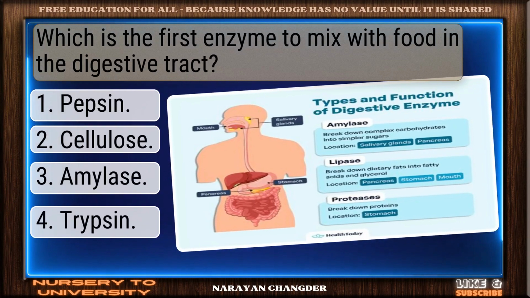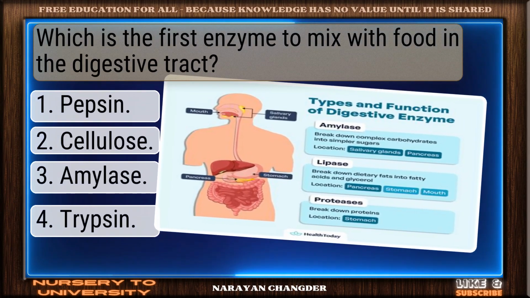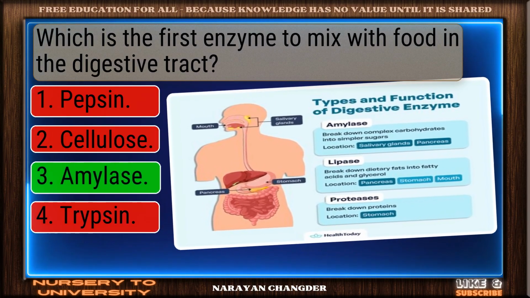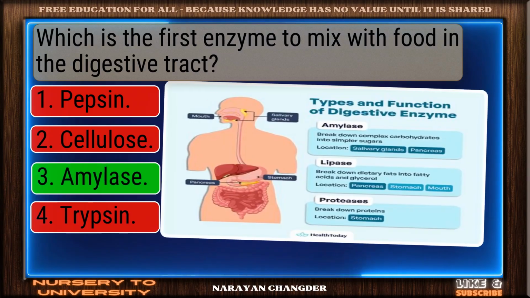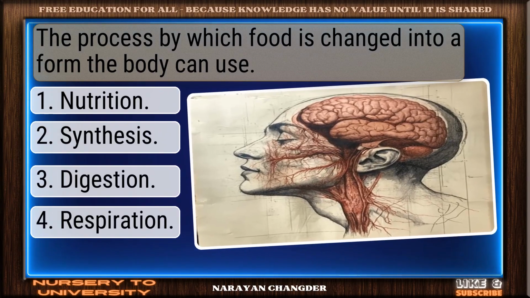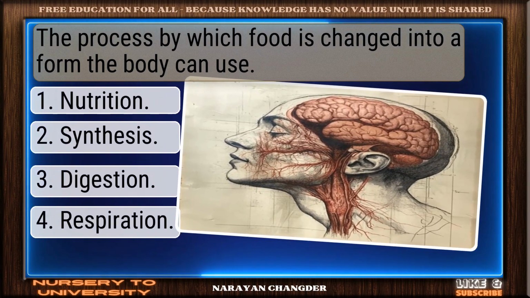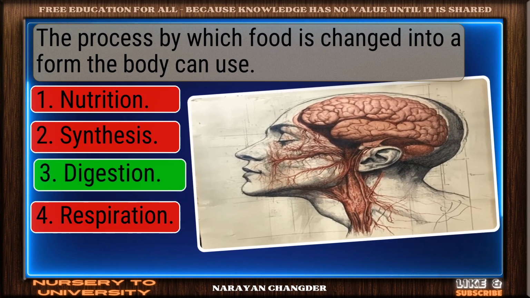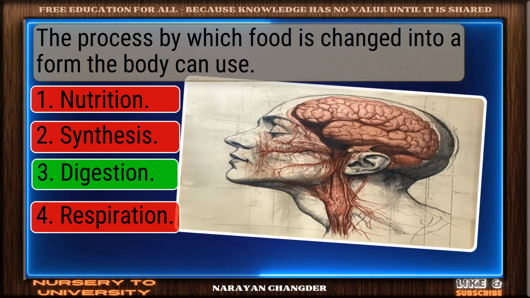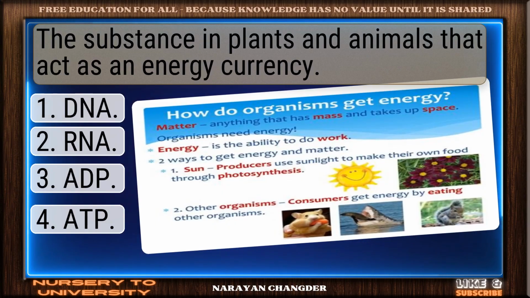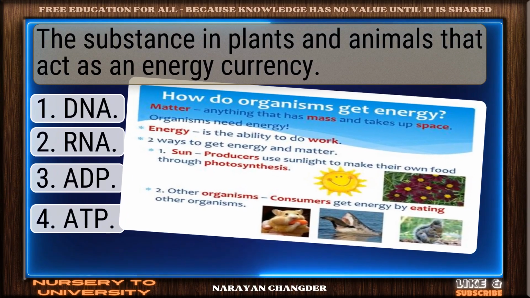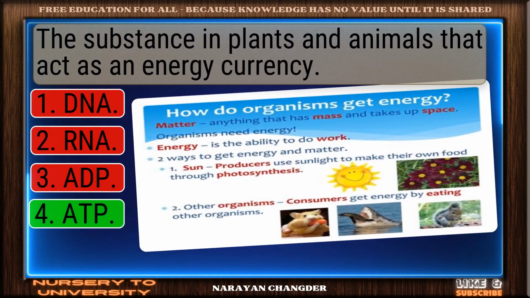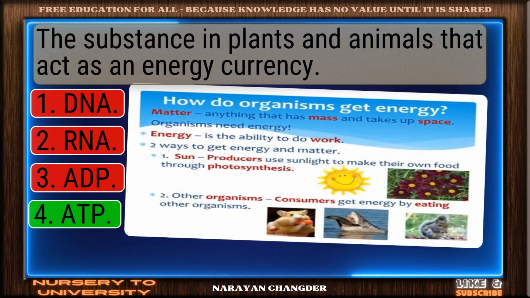Which is the first enzyme to mix with food in the digestive tract? Well reasoned. Amylase is correct. The process by which food is changed into a form the body can use. Great thinking. Digestion is right. The substance in plants and animals that act as an energy currency. Nicely done. ATP is solid.